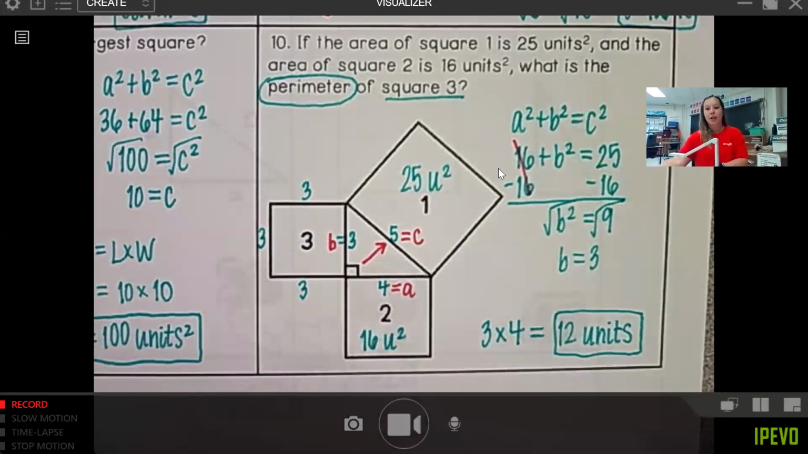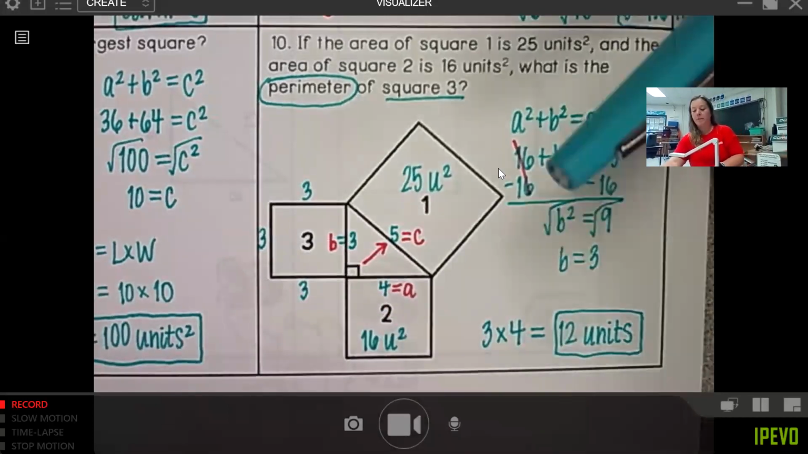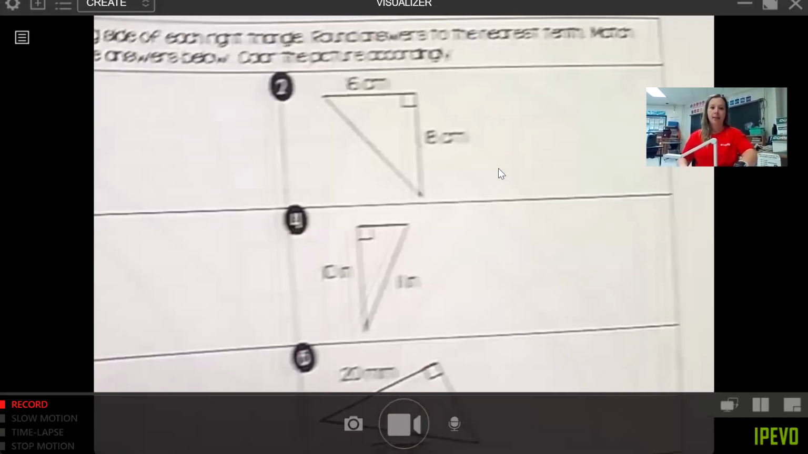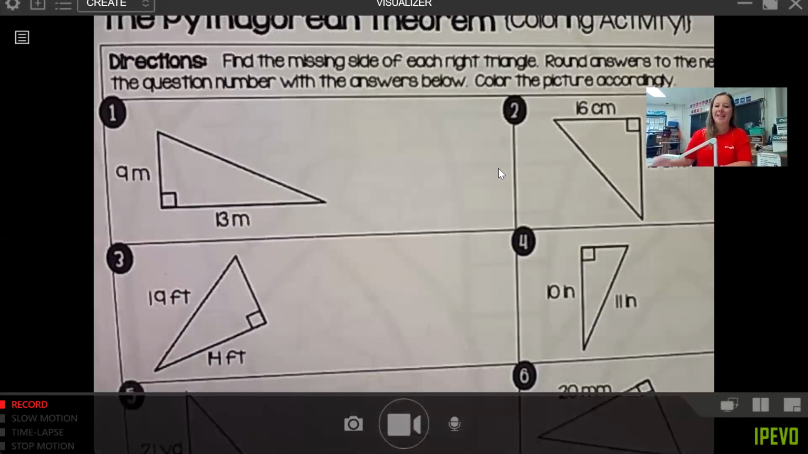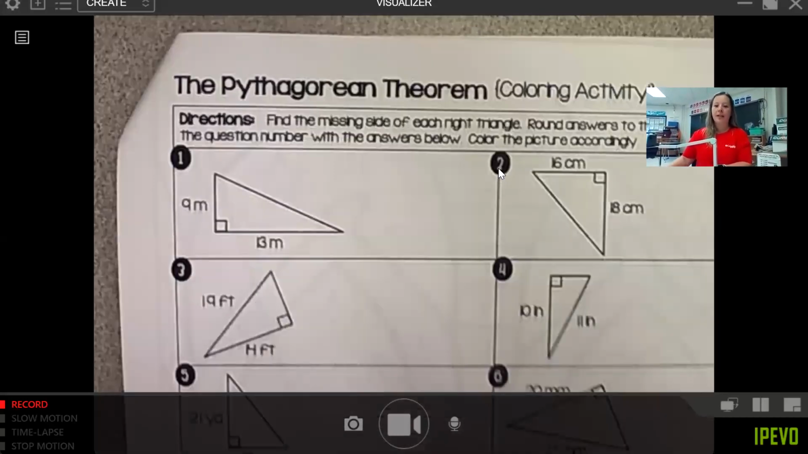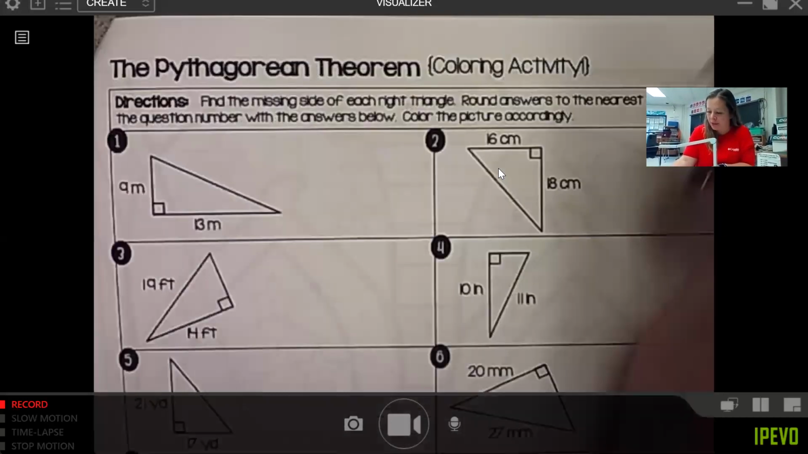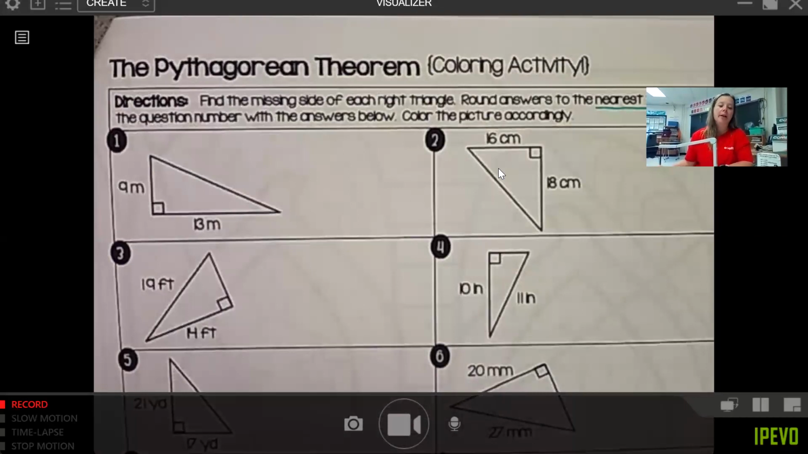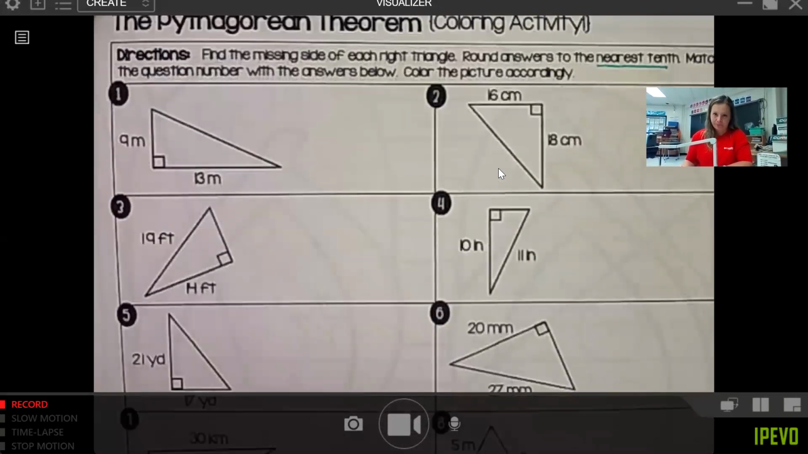That is the end of the notes. Your homework is page 6, and I'm going to get you started on it. You need to find the missing side of each triangle and round answers to the nearest 10th, just like the notes. Match the question number with the answers below. Color the picture accordingly.